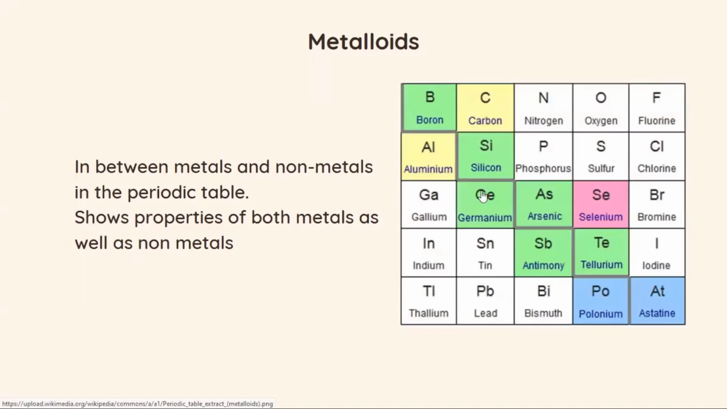Metalloids are present in between metals and non-metals, and they show properties of both metals as well as non-metals. Most of their uses include, especially if you think about it, silicon being used in solar panels, and most of the metalloids are good semiconductors. I think you'll be learning about semiconductors in physics.